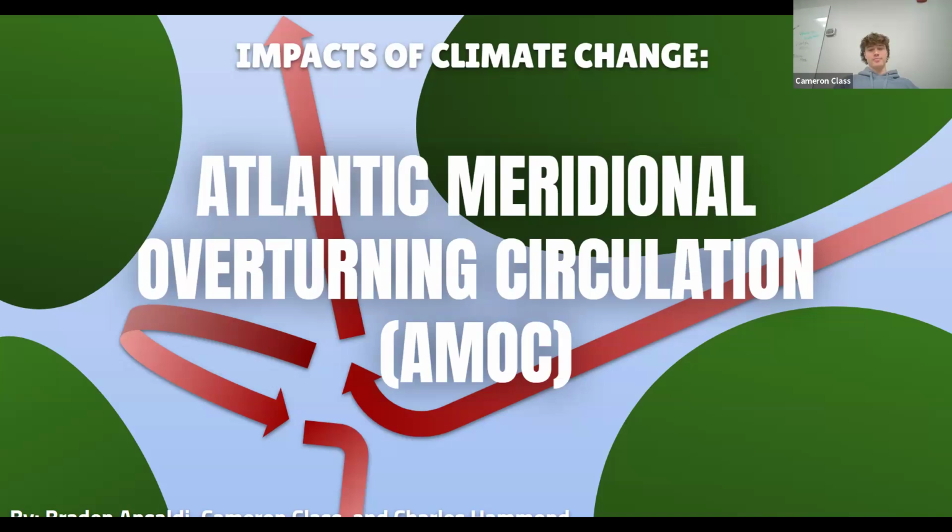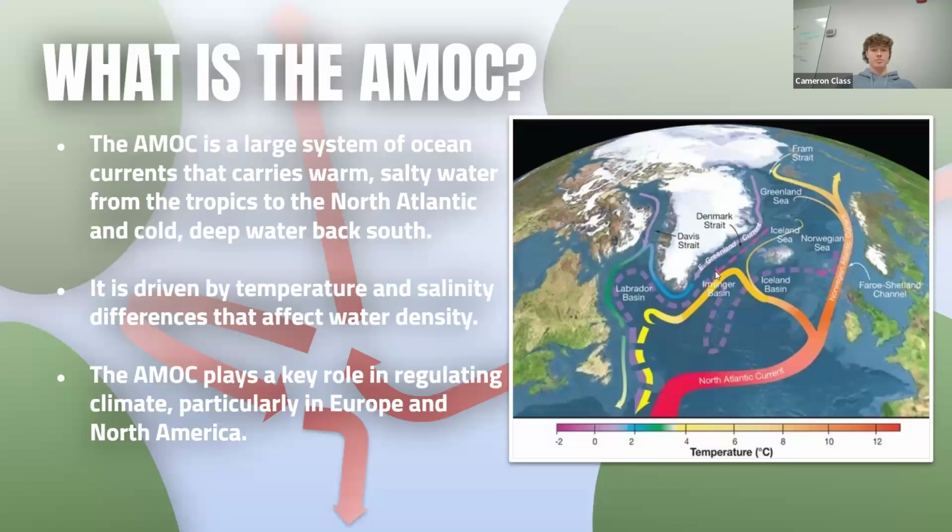What is the AMOC? The AMOC is one of the planet's most powerful ocean circulation systems. Imagine a giant conveyor belt moving heat and salt around the Atlantic Ocean. Warm, salty water travels northward near the surface, then cools, becomes denser, and sinks in the North Atlantic before flowing back south at deeper ocean levels. This circulation is powered by thermohaline processes. That means it's driven by temperature and salinity differences. These factors affect water density, which in turn drives this massive movement.